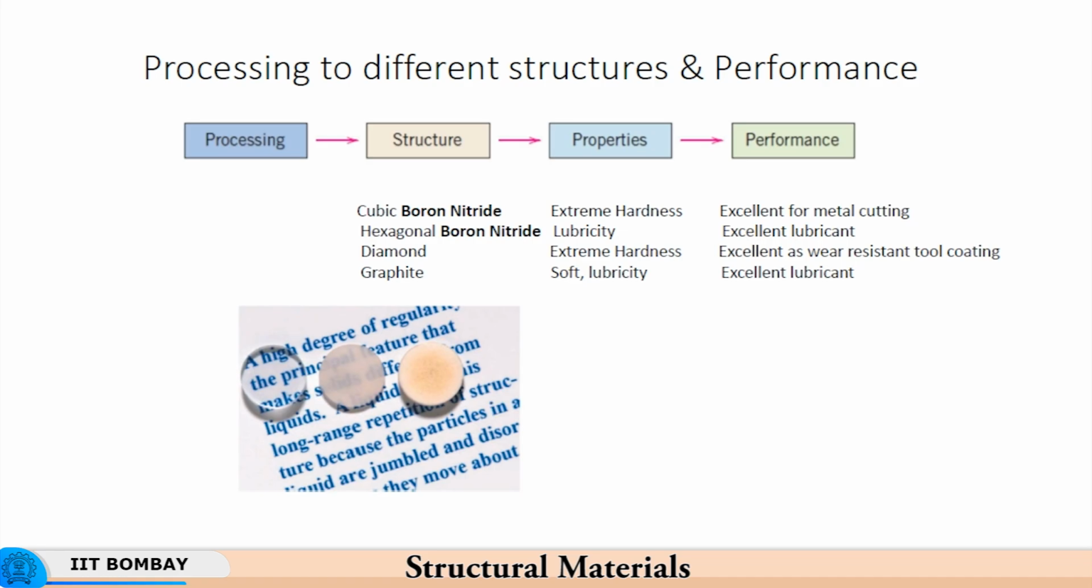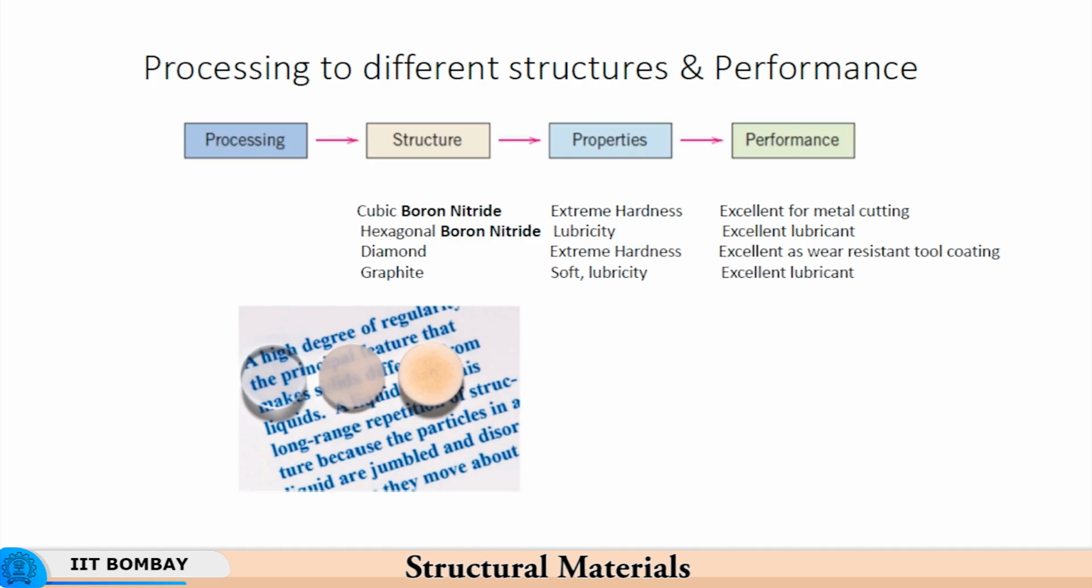Similarly, diamond has extremely high hardness. It is all carbon atoms, but arranged in a different way, and that produces extremely high hardness. So diamond is typically used for wear resistant tool coating, so that the tools don't get worn out, tools don't experience wear and tear, and tool life increases.